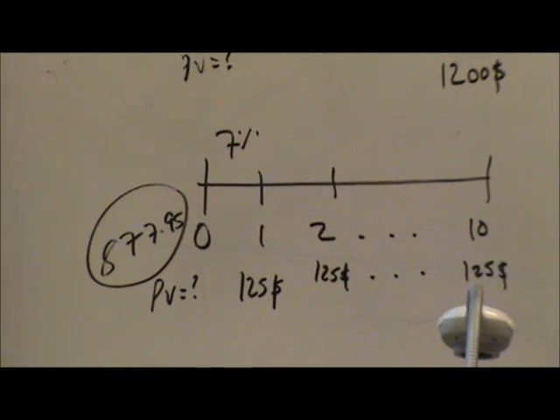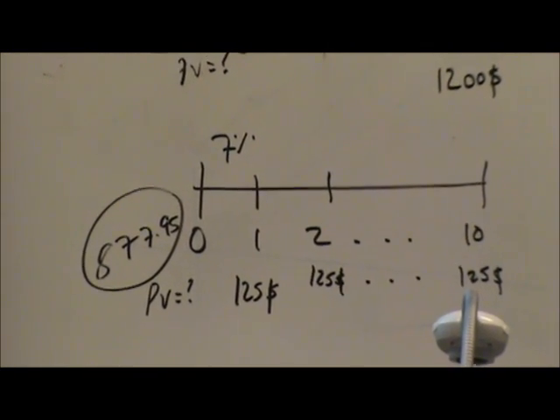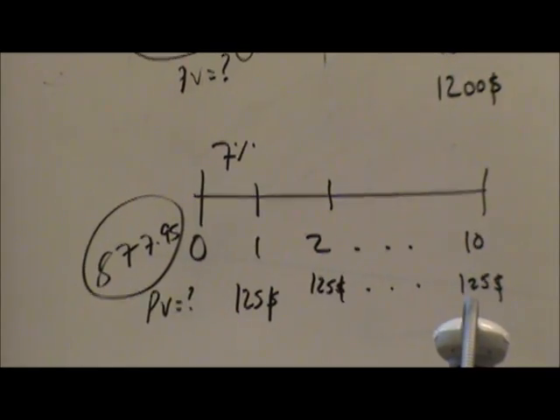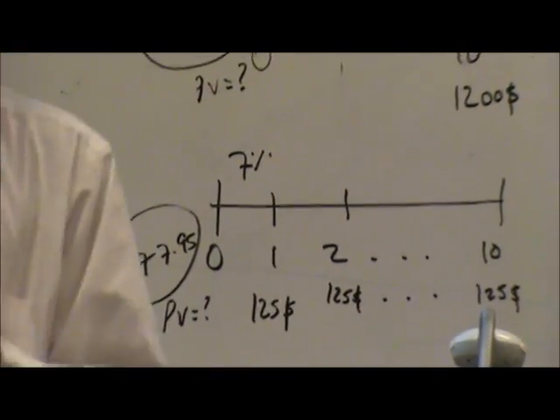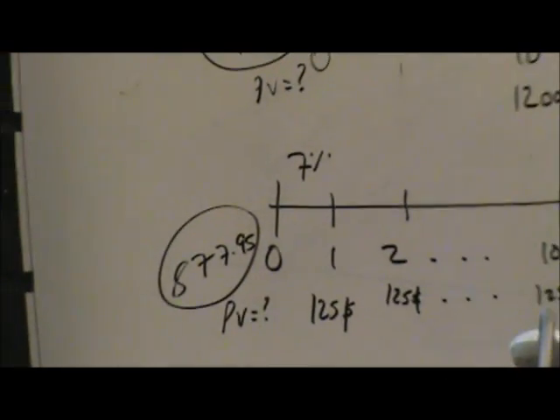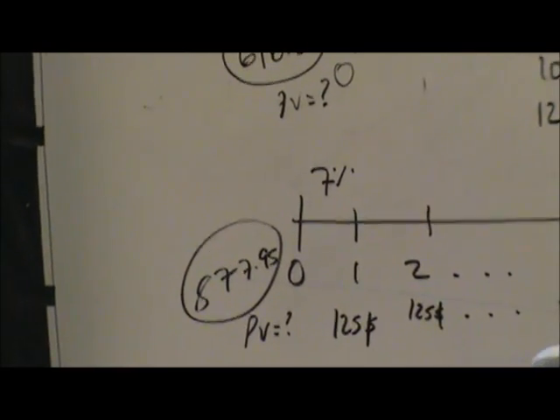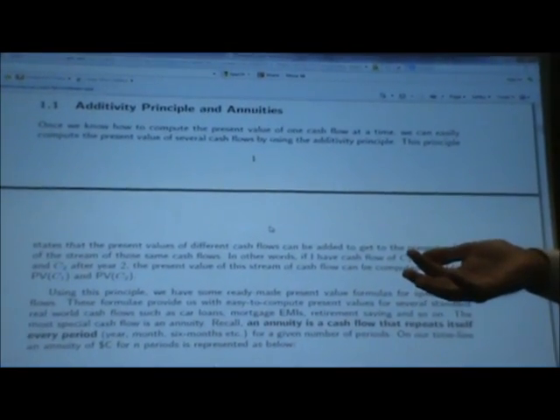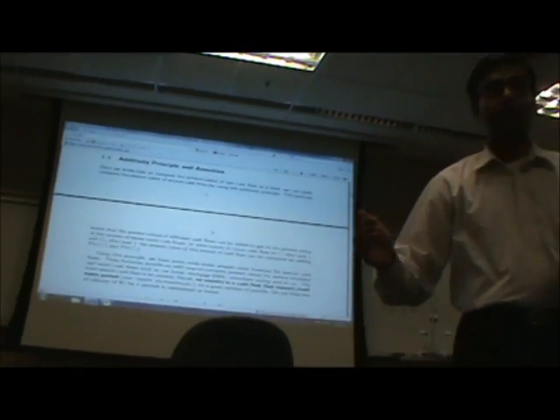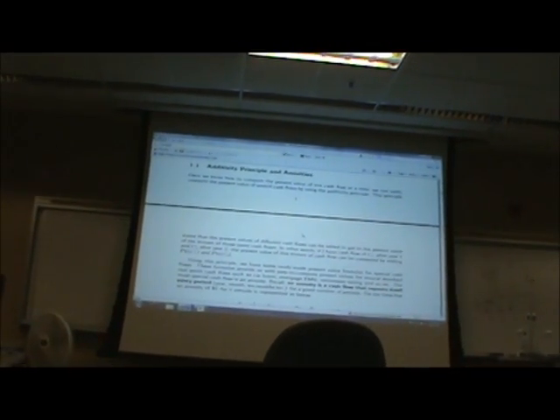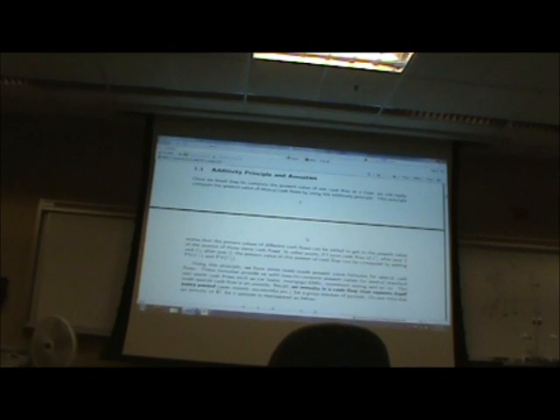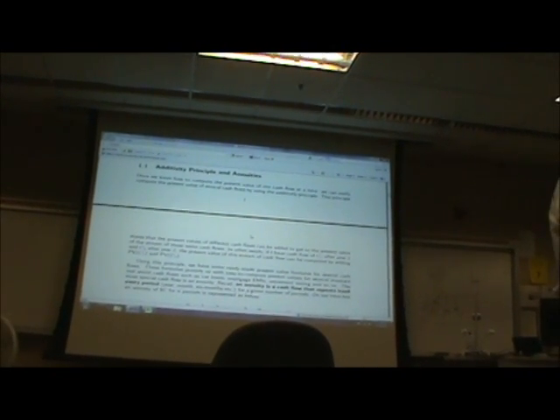It's oppressive, isn't it? I can hear your sigh. So the next thing that you need to know is what is known as the additivity principle. Okay, what this means is you can add or subtract cash flows and then figure out present values. Alternatively, you can figure out present values first and then add or subtract. It doesn't make any difference. That's what additivity principle says.